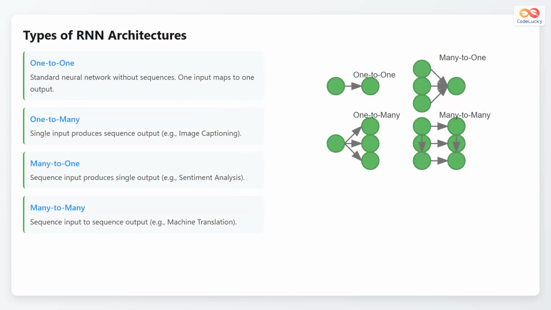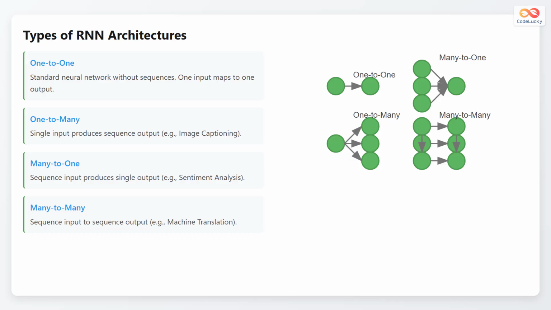Recurrent neural networks, or RNNs, can be structured in various ways to handle different types of sequence-related tasks. These structures are referred to as architectures. The four main types of RNN architectures are as follows: one-to-one, in which a standard neural network processes a single input to produce a single output.